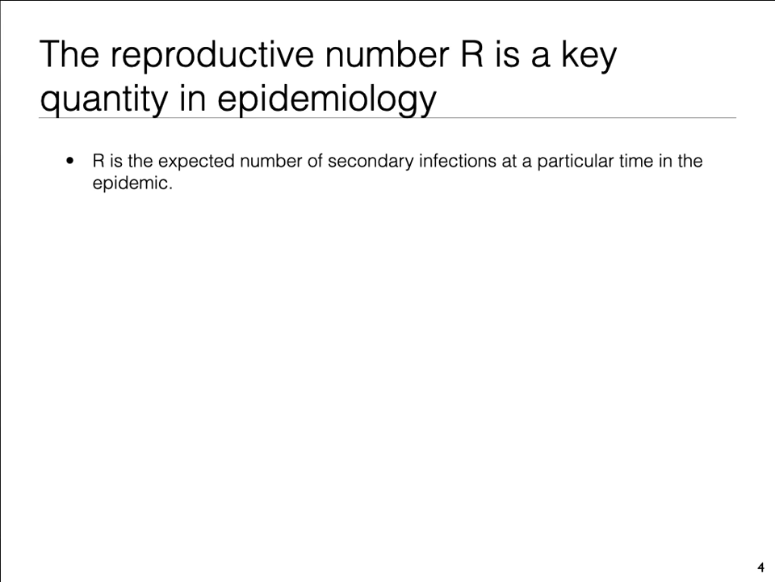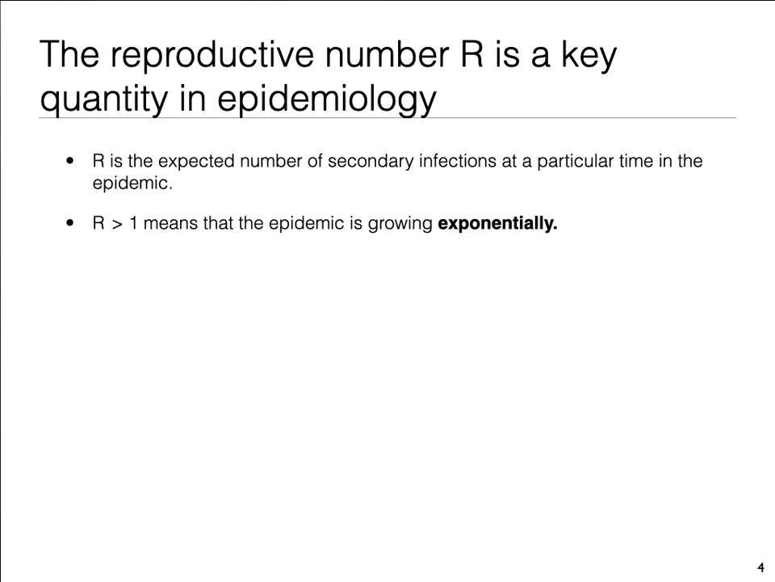In epidemiology, the reproductive number R is a key quantity. R is defined as the expected number of secondary infections at a particular time in the epidemic. So if one person on average today infects 2 people, and then those 2 people again on average infect 2 people, the reproductive number would be 2.